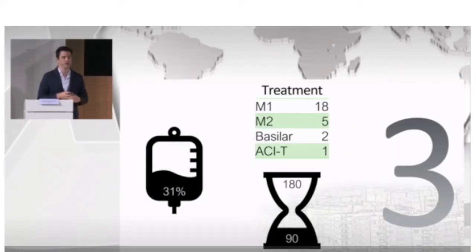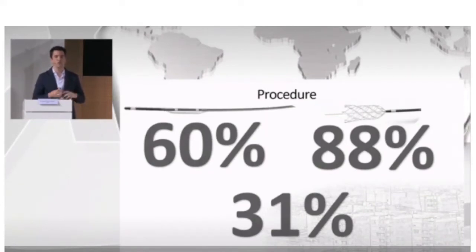Which vessels do we treat? Well, 18 of them were M1 segment and only 1 TICA. In M2, we've been able to place a stent in 5 patients, and 2 posterior circulation patients. What do we do? 60% of the time we perform an angioplasty before placing the stent.